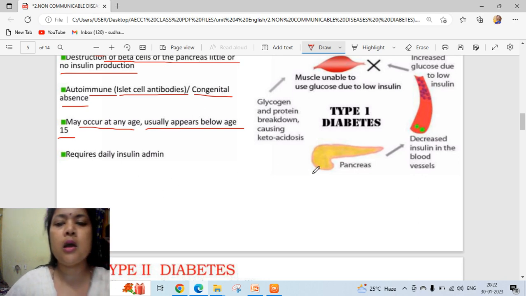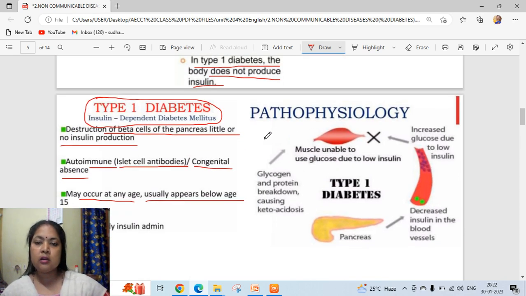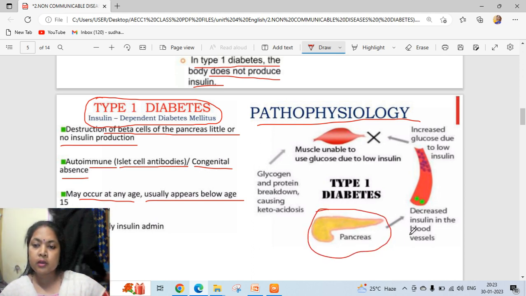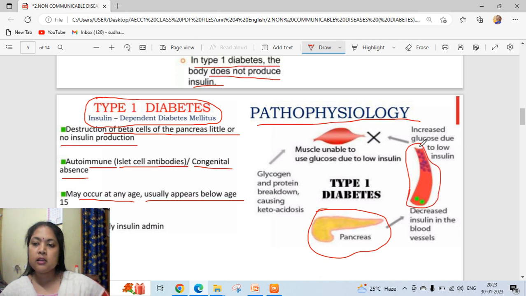Okay. And you see here what is the pathophysiology of type 1 diabetes. So in type 1 diabetes you see here that you have the pancreas. Okay, so this pancreas decreases insulin in the blood vessels, and glucose increases due to low insulin. When insulin will be decreased, then your glucose will increase. Okay, and muscles will be unable to use glucose due to low insulin also.